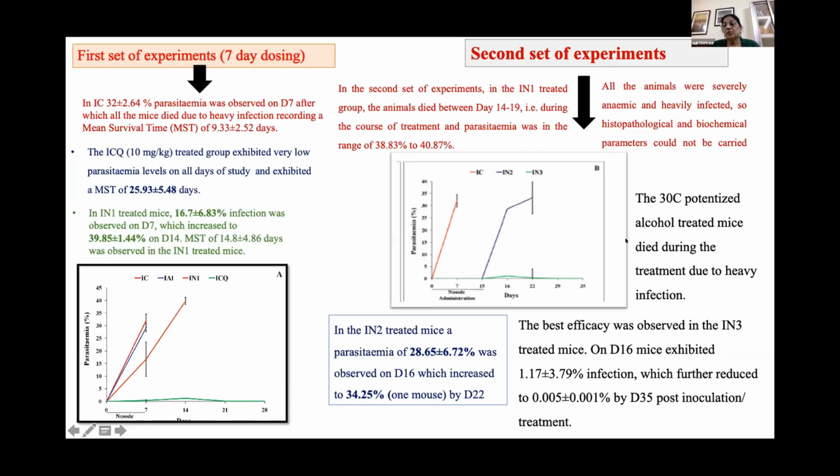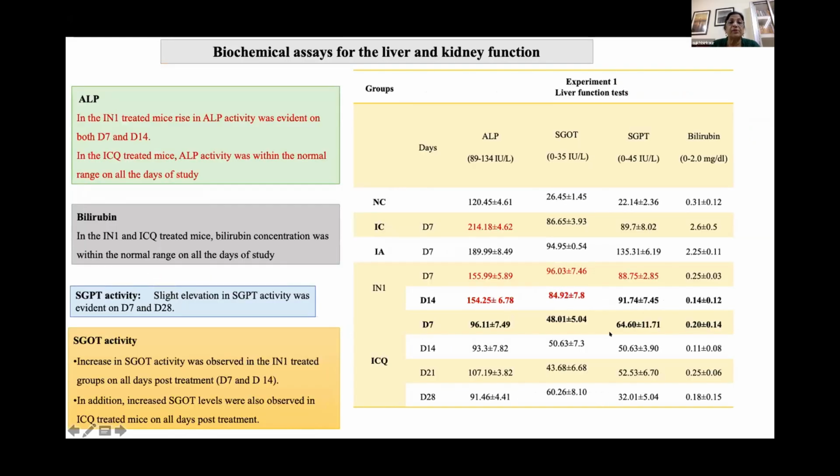We also used the potentized alcohol as a control, and we found that all the animals died when they were treated with the potentized alcohol because of the parasitemia. So the best efficacy was observed in the infected animals when they were treated with N3 nosode. On day 16, you can see the parasitemia was only 1.17%, which further reduced to 0.005% by day 35, which showed that N3 nosode was the one which could actually eliminate the parasite from these animals, and that is how these animals could survive for a much longer period. Most of the animals survived.